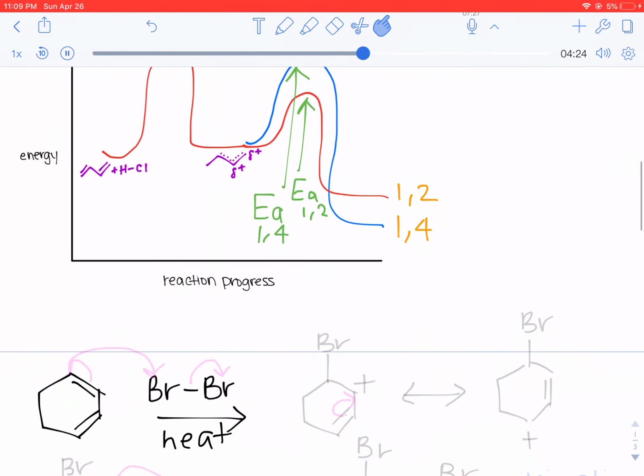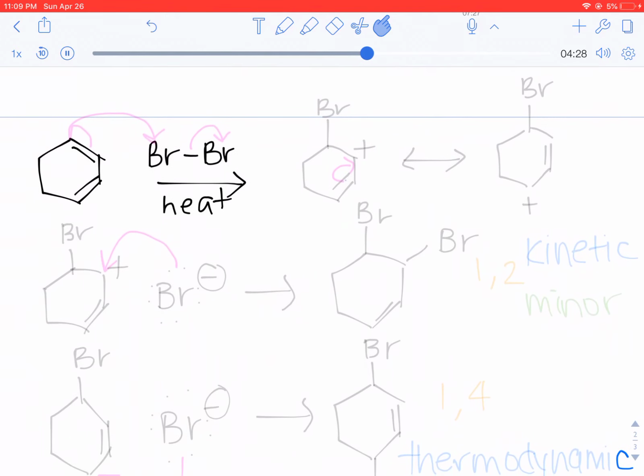Now we can do this reaction again, but this time with 1,3-cyclohexadiene and dibromine, and with the addition of heat. For the first step of this mechanism, we're going to bounce the arrow here and bring the electrons to a bromine, and then bounce those electrons to another bromine. This will form a carbocation intermediate with a bromine added to it.